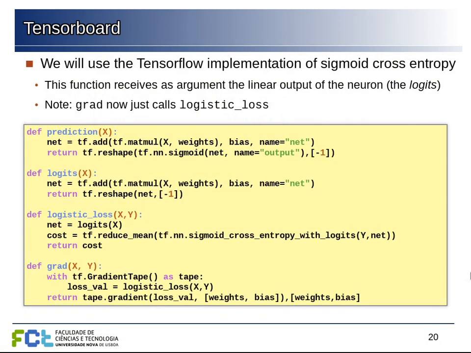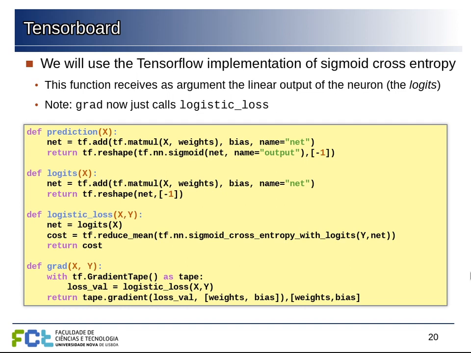So what you can do is to use this implementation of TensorFlow, which receives as an argument the logits or the linear output of the neuron. So this is the function here, sigmoid cross entropy with logits. This is a very long name, but it describes what it's doing. So the sigmoid cross entropy is the logistic loss function. And what you get here is just the linear output of the neuron, because now this function will do the whole thing, the sigmoid and the logistic loss in one go, to avoid that kind of overflow problems.